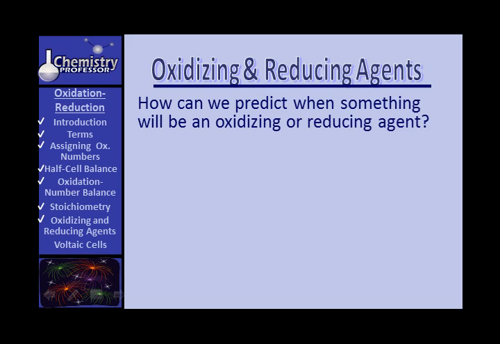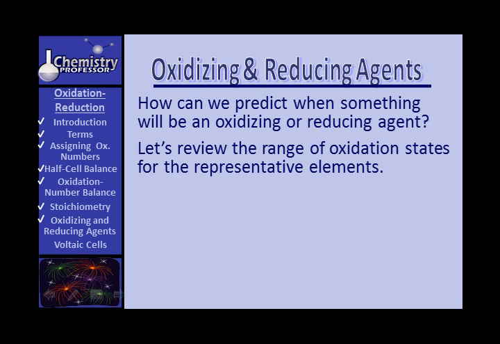Oxidizing and reducing agents. Folks, how can you predict when something is going to be an oxidizing agent or a reducing agent? Well, there are several factors that are involved here. But let's start out by reviewing the range of oxidation states for the representative elements. That'll be a good starting point. Get a periodic table. Look at it.